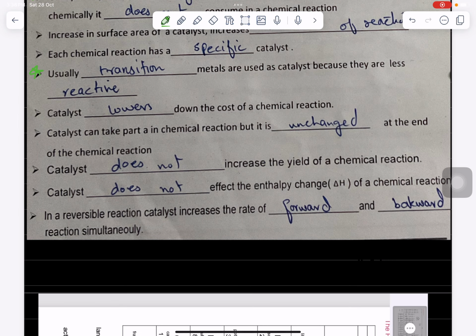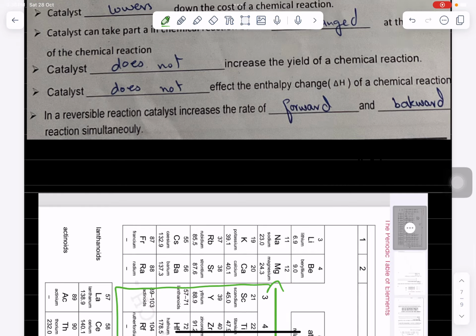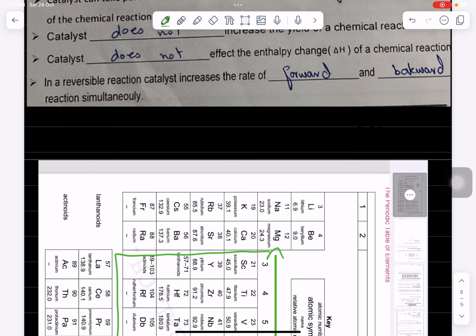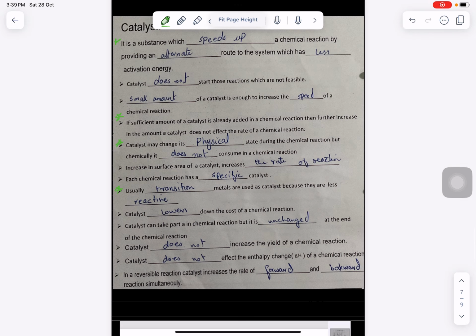In a reversible reaction, catalyst increases the rate of the forward and backward reaction simultaneously. It's obvious, okay? So this is the whole thing about the catalyst, and I hope it's clear to you because I explained each and everything about the catalyst. So I don't think that any confusion is remaining. So allow this.